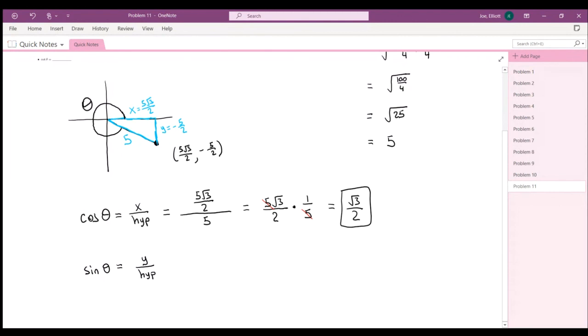As for sine theta, we take the y coordinate and divide it by the hypotenuse. So here the y coordinate was negative 5 halves. So we do include the negative for this, and then divide that by the hypotenuse, which is 5, okay? So again, dividing by 5, you can write it as multiplication by 1/5. The 5s cancel. So you get a final answer for sine of theta as being equal to negative 1/2. Okay?